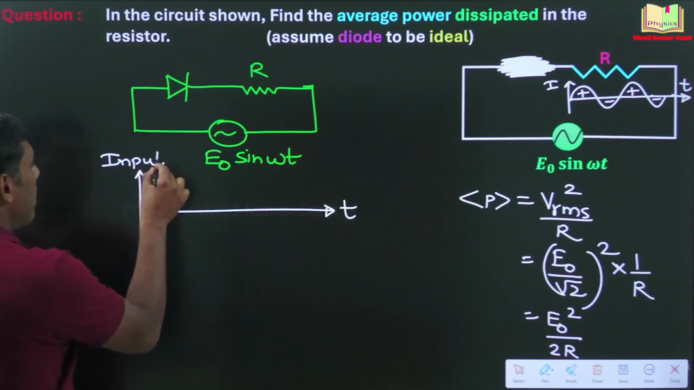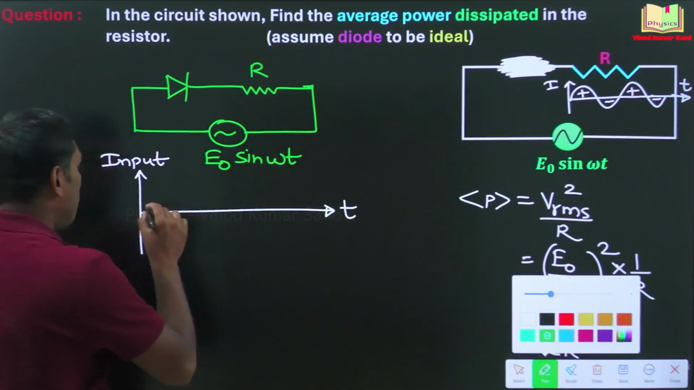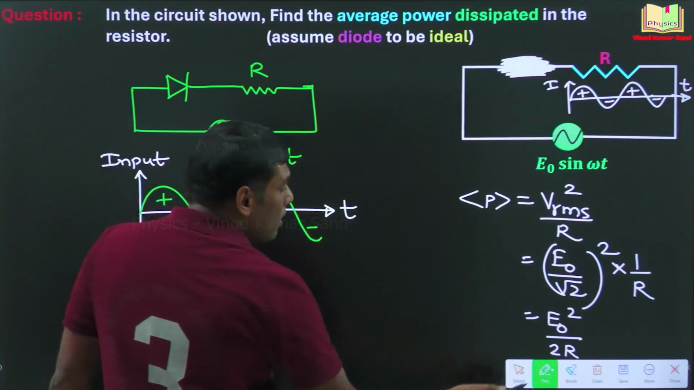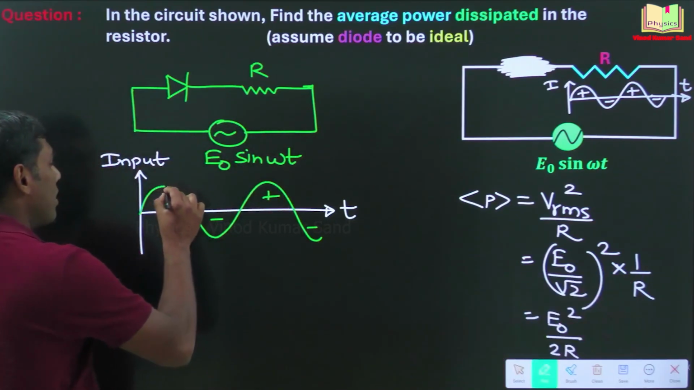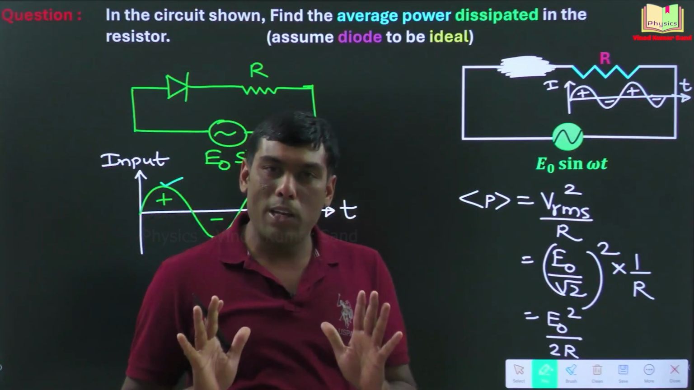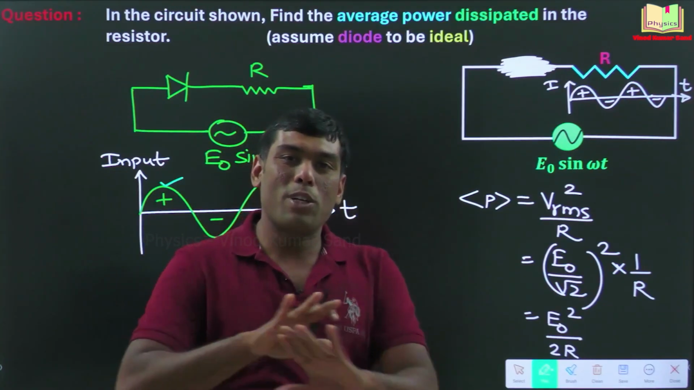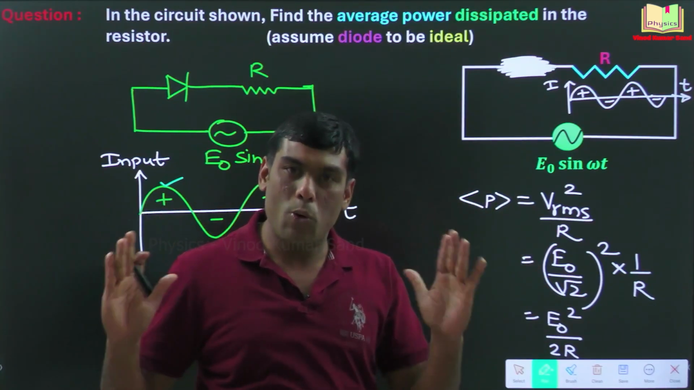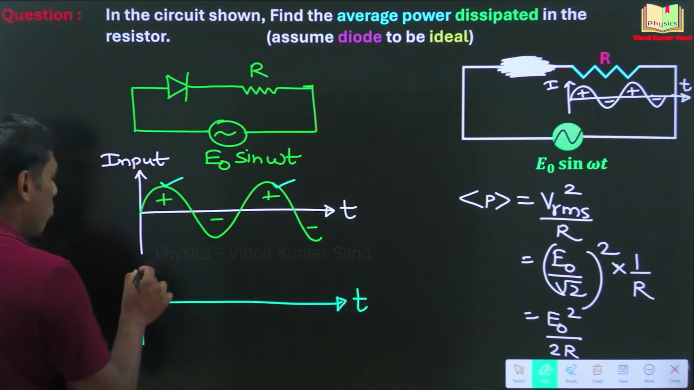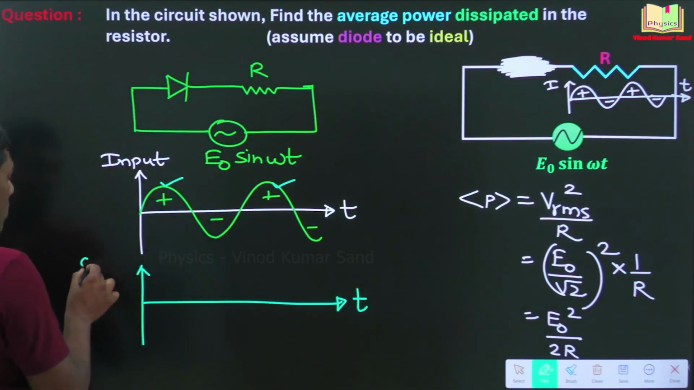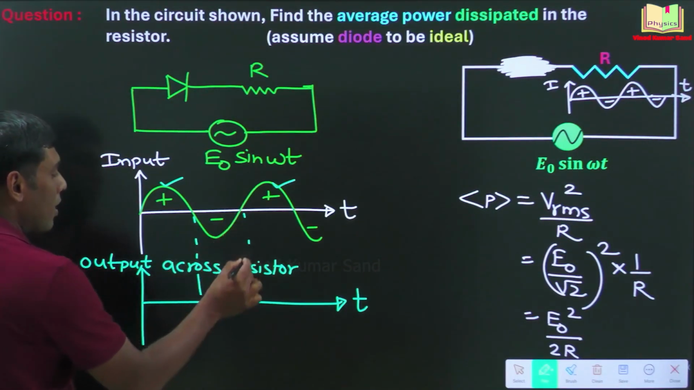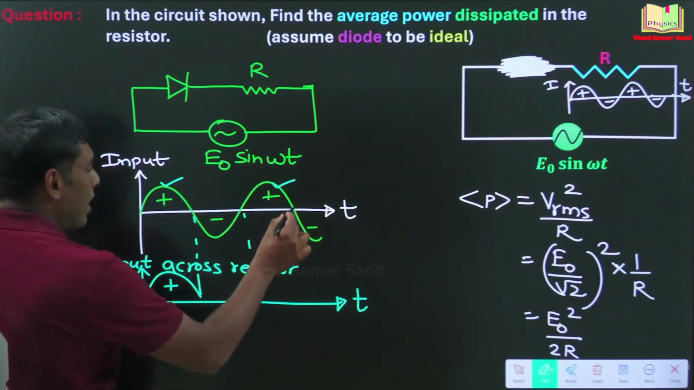The sinusoidal supply is the input supply, the green color supply. I'm making it like this. This is the input supply, plus minus plus minus. The diode will conduct only when this cycle appears, because the diode will become forward biased, and in forward bias only the ideal diode conducts. In reverse bias, the ideal diode behaves as an open circuit, infinite resistance. So how will be the output? If you check the output across the resistor, you will get only the positive cycles across the resistor, means this and this.